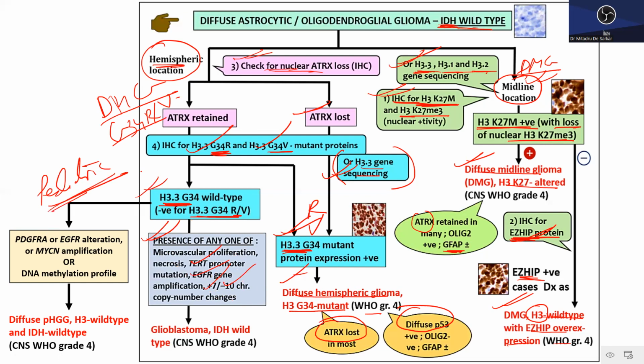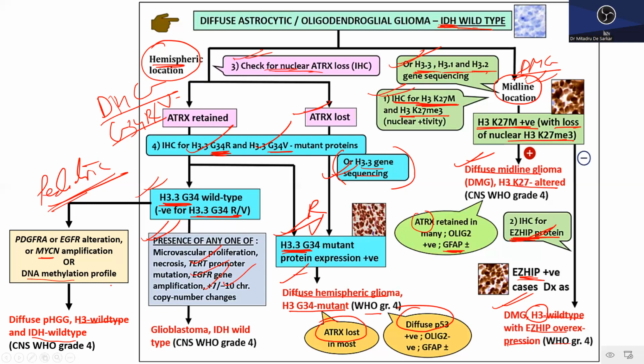this particular thing is mostly settled by DNA methylation assay. Check whether there is PDGFRA or EGFR alteration or amplification of MYCN or a characteristic DNA methylation profile, and you will probably reach a diagnosis of diffuse pediatric-type high-grade glioma H3 wild type, and also IDH wild type, which gets a grading of 4. And one important fact, you don't call the pediatric high-grade gliomas glioblastomas. That terminology has basically gone out as far as the pediatric age group is concerned.